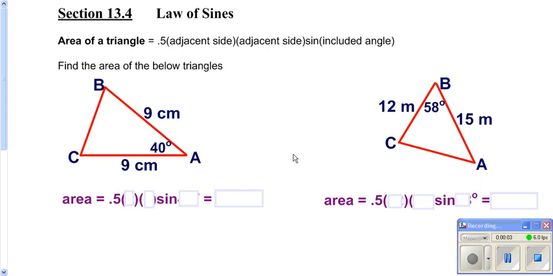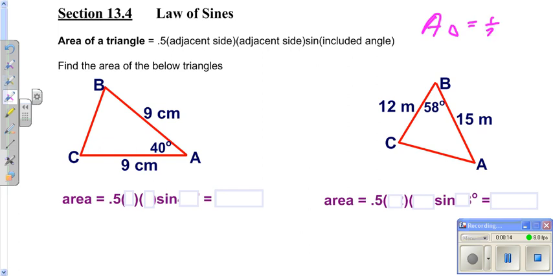We're going to go ahead and look at the law of sines today, but first of all, we're going to start off with a way to find the area of a triangle. Now, you guys know that the area of a triangle is 1/2 the base times the height. Well, that works great if you know your base and your height. And your base and height have to be perpendicular. But what happens if you don't know your base and your height?